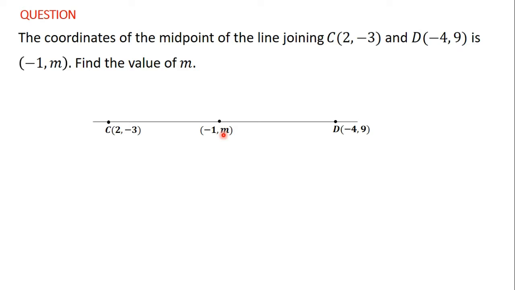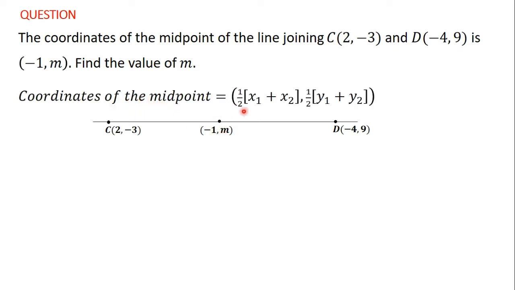We saw from the previous video that the coordinates of the midpoint is given by the formula half into bracket x1 plus x2 as the x coordinate and half into bracket y1 plus y2 as the y coordinate. C is the first point, so the x coordinate of C will be x1 and the y coordinate of C will be y1. D is the second point, so the x coordinate of D will be x2 and the y coordinate of D will be y2. So x1 is 2, y1 is -3, x2 is -4 and y2 is 9. All we need to do now is to substitute this information into the formula.